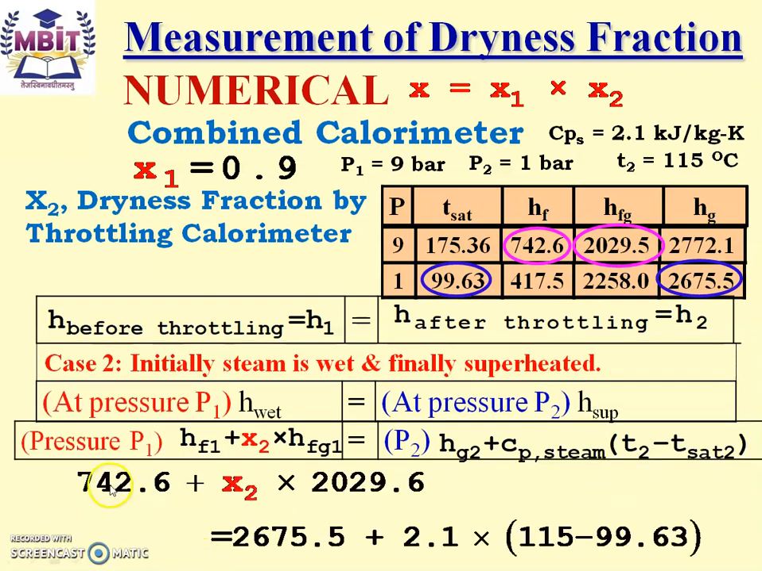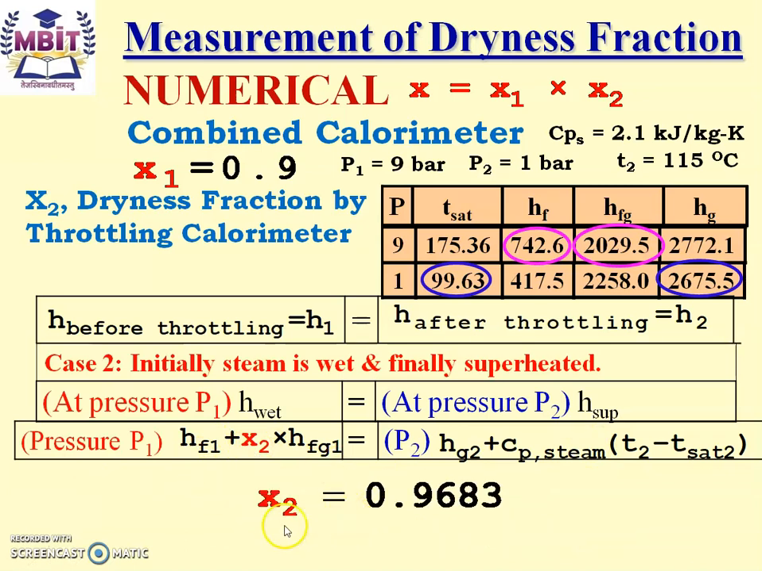Substitute the values. So these are the values that we have substituted. hf1 is 742.6, x2 we want to calculate, hfg1 is 2029.5, then hg2 is 2675.5, 2.1 that is Cp of steam, constant, T2 that is the temperature after throttling, 115 degrees Celsius, and Tsat2 that is the saturation temperature after throttling, 99.63. So substituting these values we can calculate x2. So x2 is equal to 0.9683.